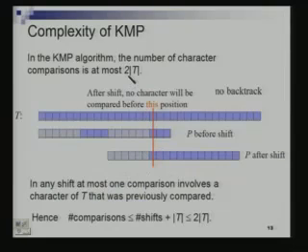If a character is part of an unsuccessful comparison, it might be compared again, but it results in a shift. So every unsuccessful comparison results in a shift. Since the total number of shifts can be no more than the size of the text, the total number of unsuccessful comparisons can be no more than the size of the text. So the total number of comparisons therefore is at most 2 times the size of the text.